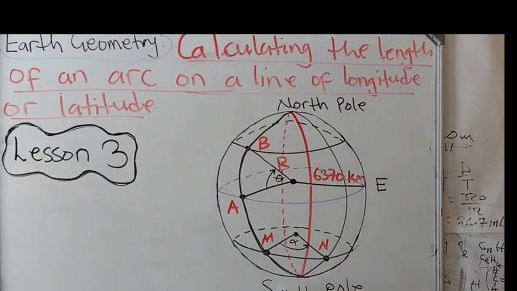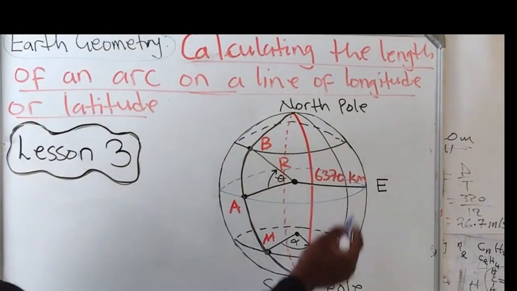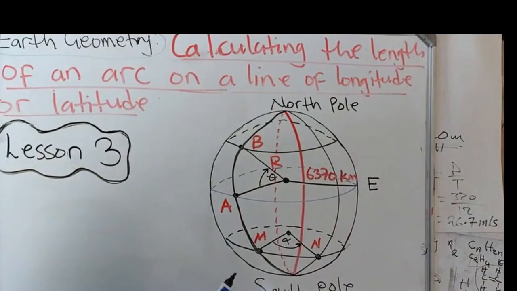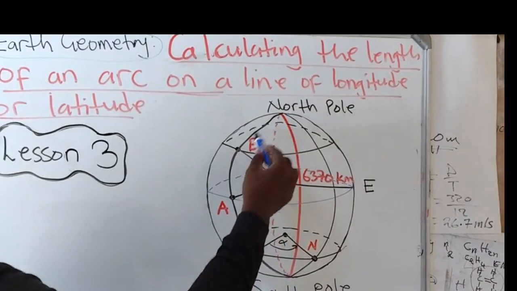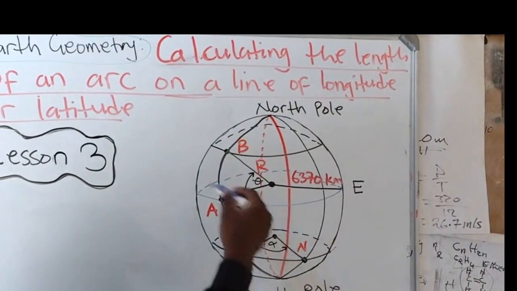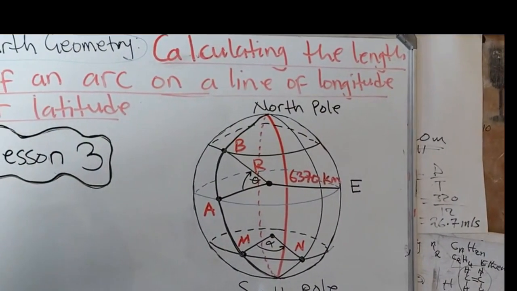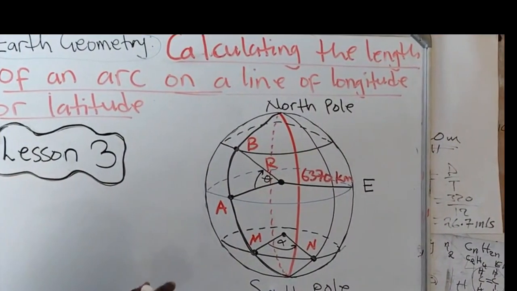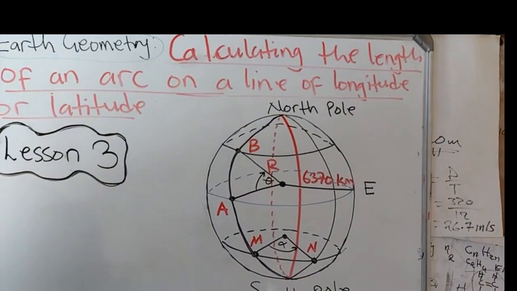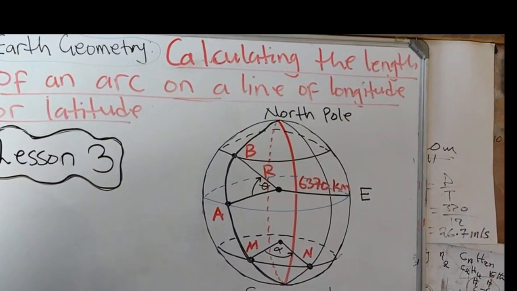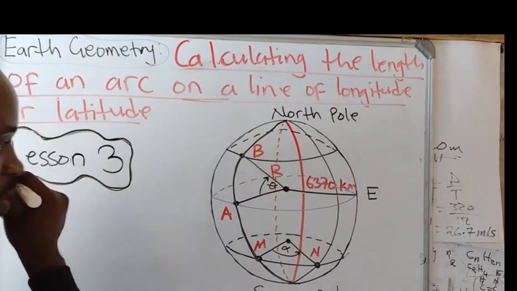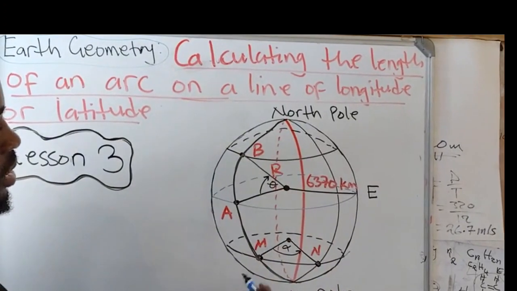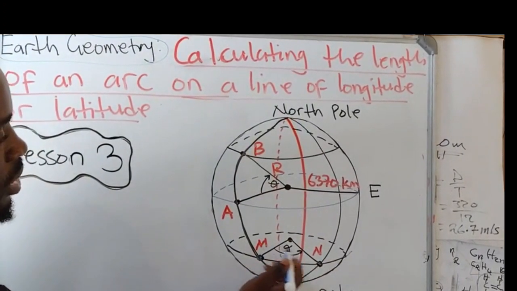Here we have the Earth model, and this Earth model has great circles. You can see the longitudes here, and we also have the latitudes there, the small circles. All longitudes are great circles, and all latitudes are small circles, except the equator, meaning that the equator is a great circle. Here we have point A and point B, and down here we have point M and point N.